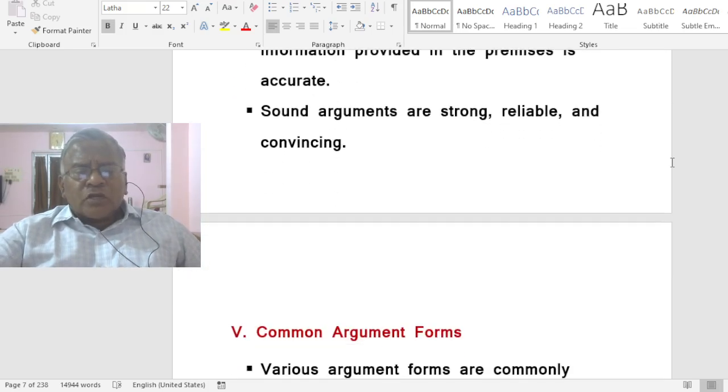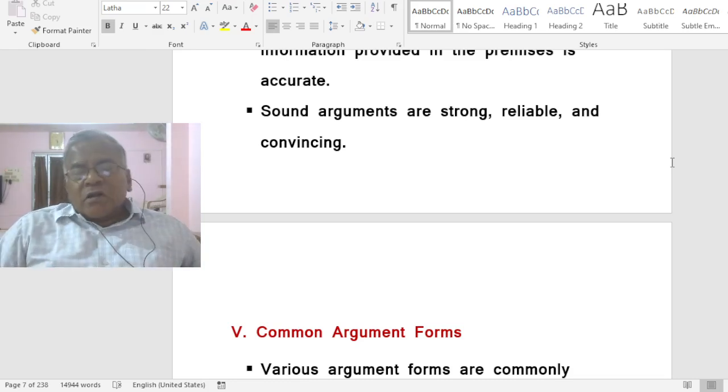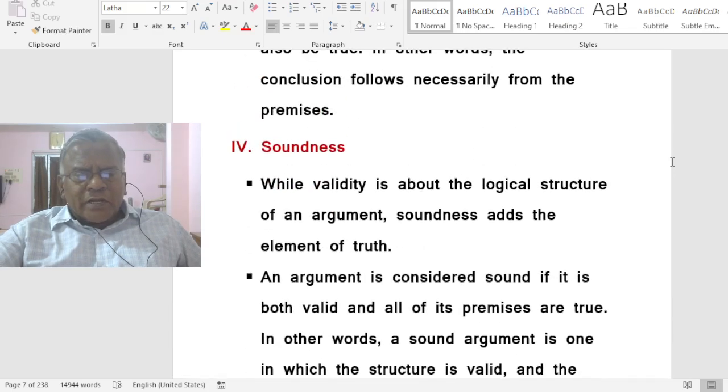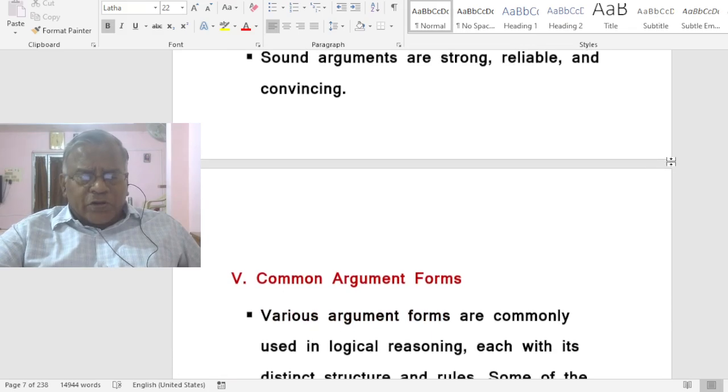Sound arguments are strong, reliable and convincing. So in the example, all men are mortal, Aristotle is a man, Aristotle is mortal, a sound argument, very strong, reliable and convincing. Nobody will doubt this, isn't it? So this is called a logical inference, in other words, soundness of the argument.